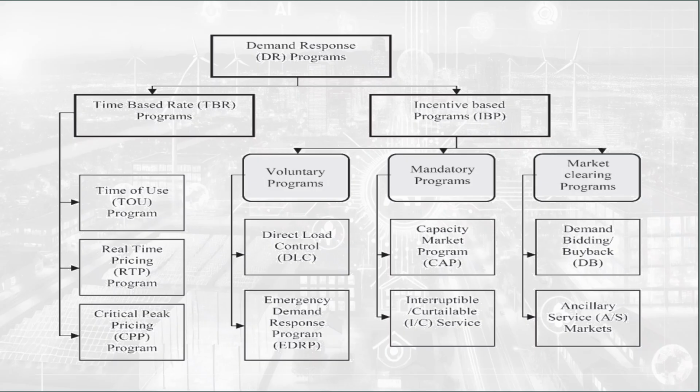IBPs are grouped into three programs. Voluntary programs, where if customers do not curtail consumption, they are not penalized: Direct Load Control, DLC, and Emergency Demand Response Program, DRP. Mandatory programs, where enrolled customers are subject to penalties if they do not reduce load when instructed: Capacity Market Program, CAP, and Interruptible/Curtailable, IC, service. Market Clearing, where large consumers negotiate load variations at a convenient price: Demand Bidding, DB, and Ancillary Services programs.